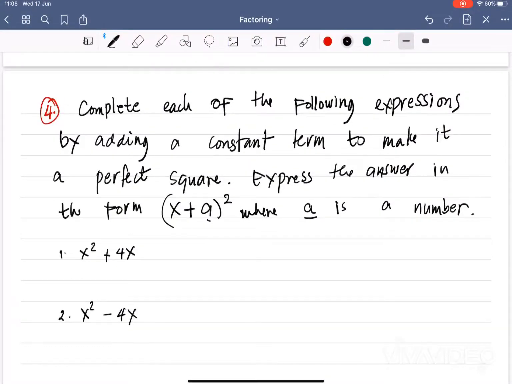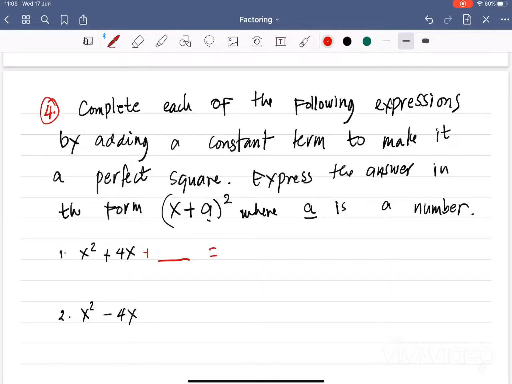For example number 4, we are going to complete each of the following expressions by adding a constant term to make it a perfect square. We're going to express the answer in the form x plus a quantity squared, where a is a number. So if we have here x squared plus 4x, we are asked to make it a perfect square. So we are going to find the missing number there.